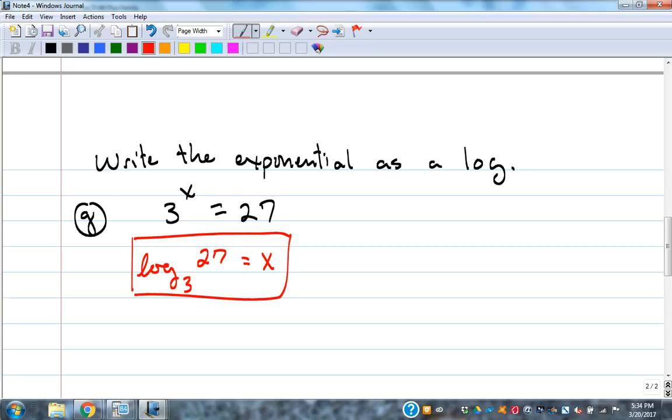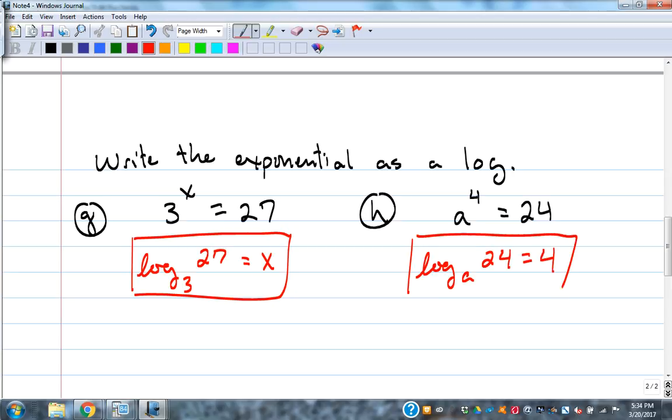So we talked about inverse functions. Logs and exponentials are inverses of one another. That's why this all goes together. Let's say we had a to the 4th is equal to 24. This is more of a theory type thing. You wouldn't be able to work this out very much. But what log base do we have here? Log base A. Perfect. That's it.